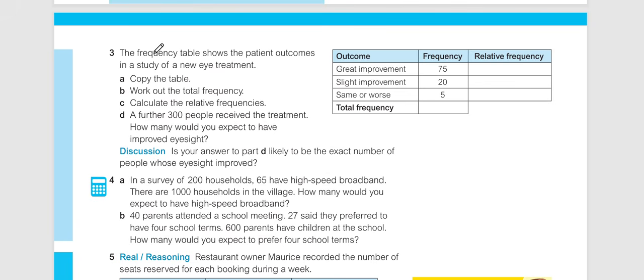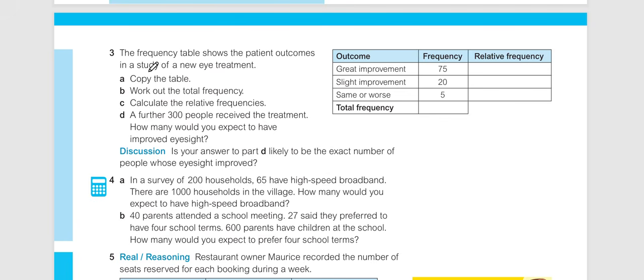So moving on to question 3, there is a similar type of question just like the worked example. So you just have to calculate the relative frequencies first. Calculate the total frequency first, then calculate the relative frequencies, and then find the expected number using the given relative frequencies, right?